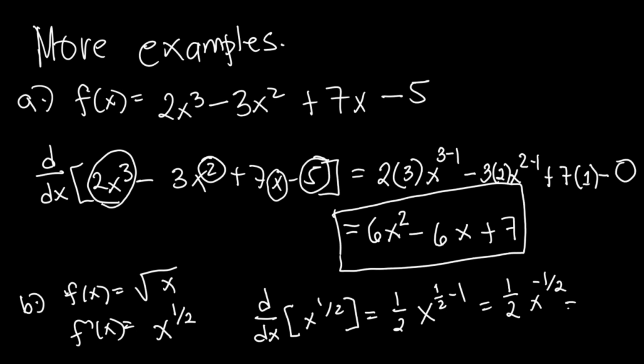Therefore, bawal kasi ang negative exponent sa atin. So, para maging positive, ibababa natin siya. So, therefore, x raised to 1 half para maging positive. Therefore, we have the final answer, 1 over 2 square root of x.